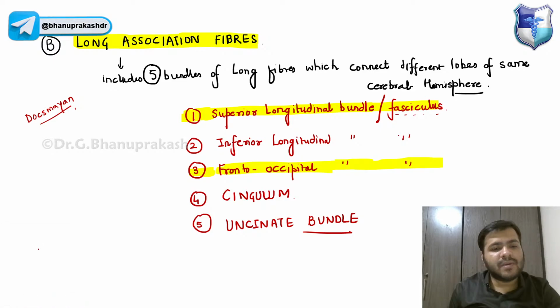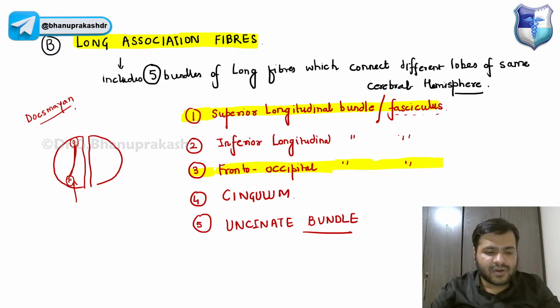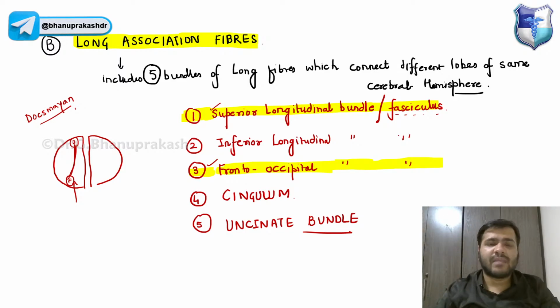Now, guys, you should remember that imagine in one cerebral hemisphere, we have two cerebral hemispheres, guys. You already know we have two cerebral hemispheres, and I'm talking about only one. Frontal to occipital fibers are running continuously, right? Now, guys, even the superior longitudinal bundle and the fronto-occipital bundle will be running continuously from front to back.